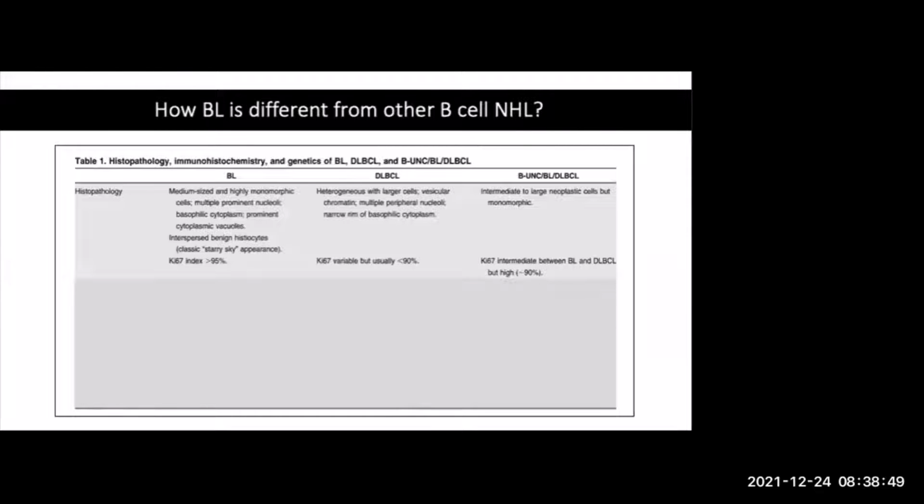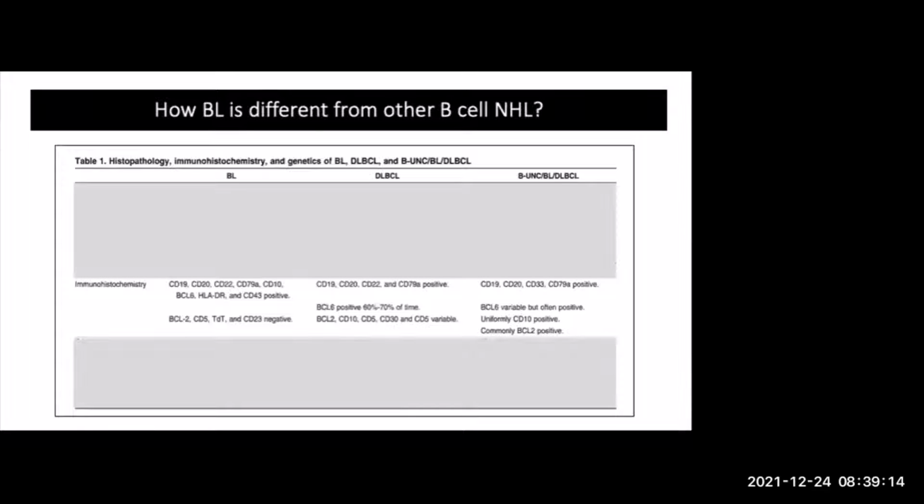When we compare Burkitt's lymphoma with DLBCL and with other high-grade B-cell lymphoma, the cells of Burkitt's lymphoma are small and medium-sized and monomorphic with a high proliferative index, whereas in the other two entities the proliferative index is variable and the cells are larger.